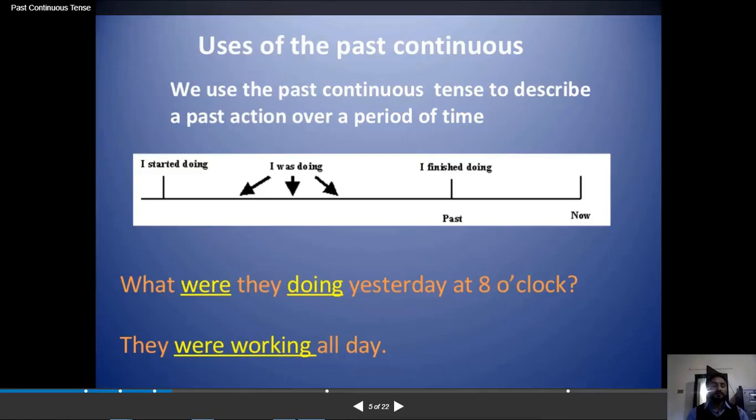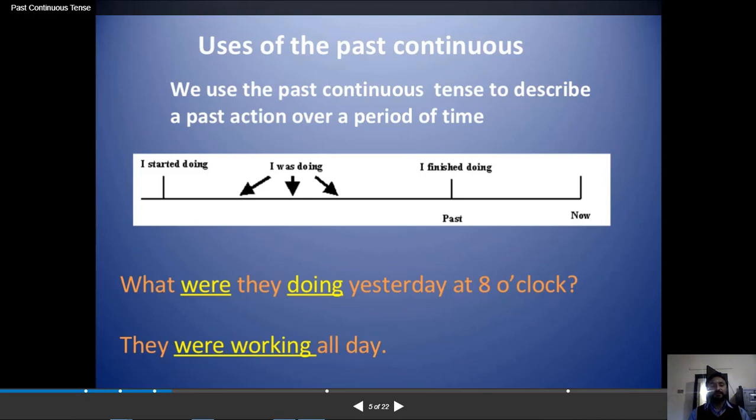I am Musari here, talking to you people, and you know that we are discussing the past continuous or the past progressive tense. We have discussed the sentence structure. Now we are going to discuss some uses of the past continuous or past progressive tense. So why do we use this tense?